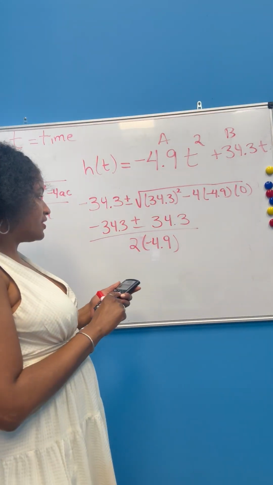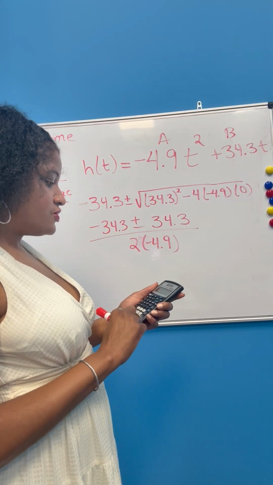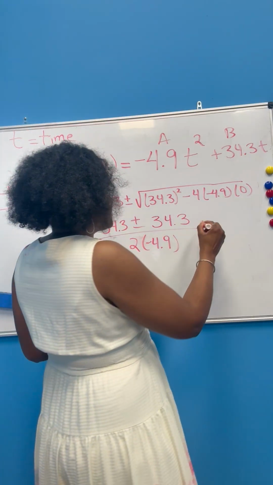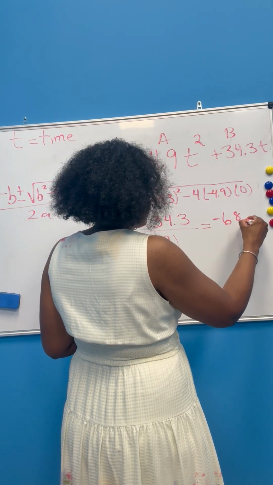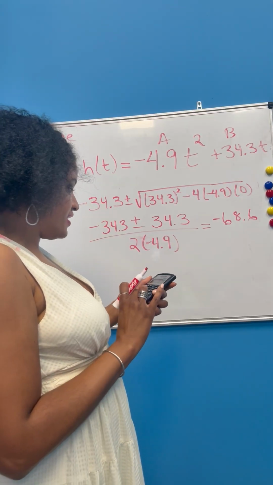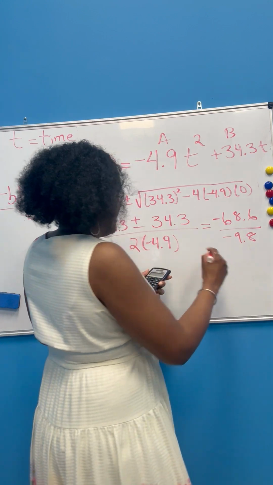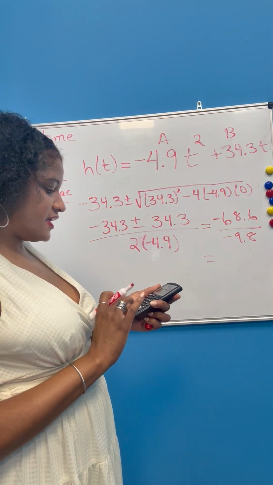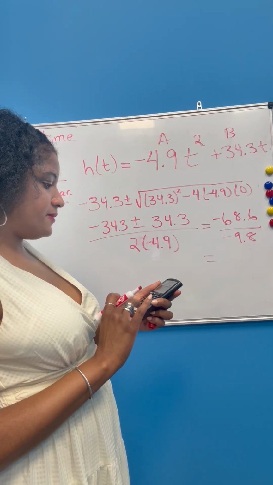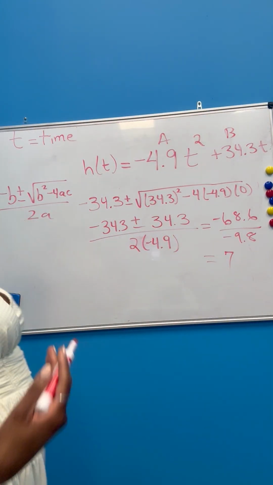Now we're going to have to do it with the other one, negative 34.3 minus 34.3. So that's negative 68.6. And you have 2 times negative 4.9, and that is negative 9.8. Now we divide those, negative 68.6 divided by negative 9.8, and we have 7. And that was our answer, C.